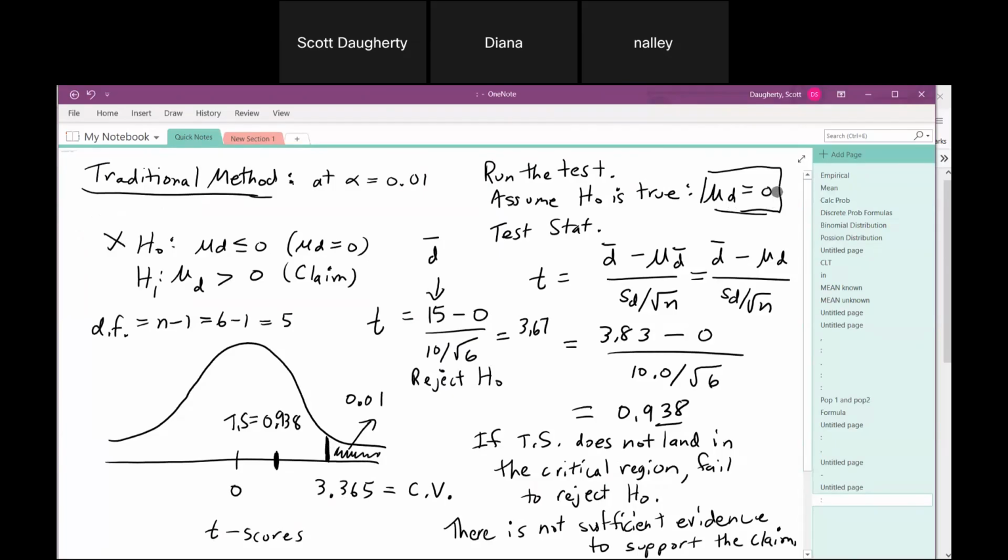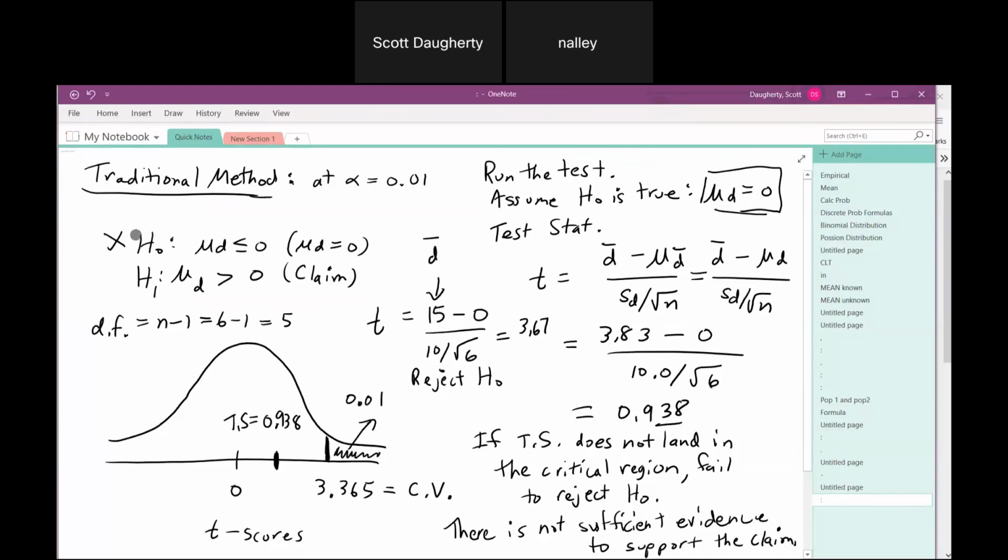The reason I don't believe it's 0, which, remember, is the assumption that we make when we run the test, but we're testing that assumption, is because 15, my average from the sample, is so far away from what it should have been, which was 0, right? If this was true, if this is 0, then my D bar should be something close to 0. 15 is not close to 0. It's 3.67 standard deviations away. Once you're past 3.365, that's when you say, I don't believe it. Okay, so then reject this null hypothesis, and that means there's evidence to support the claim now.